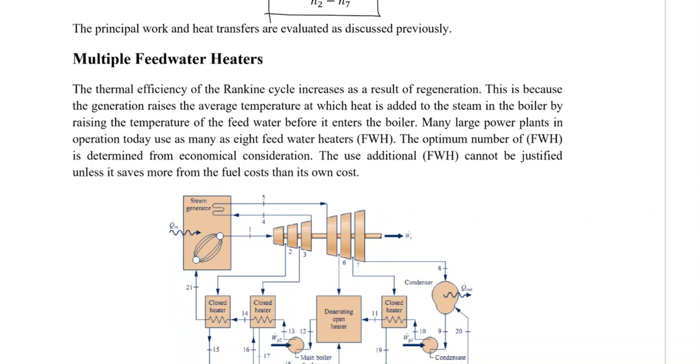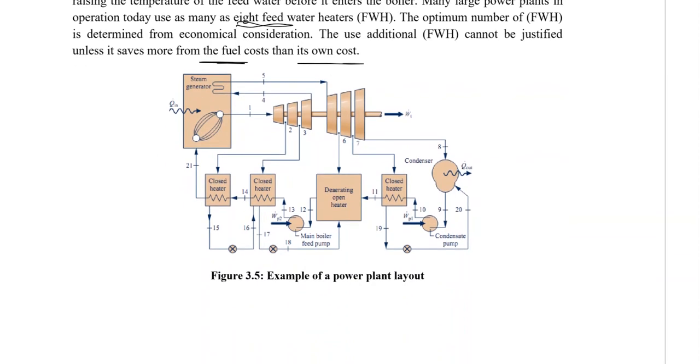In many large power plants, there are as many as 8 feed water heaters installed. But as we have discussed earlier, the optimum number of feed water heaters is always determined from economic considerations. The use of an additional feed water heater cannot be justified unless it saves more in fuel cost than its own cost. If it is saving more in fuel and not compromising the work or its own cost, then it would be justified. So in a power plant, we can install as many as 8 feed water heaters, and it can be a combination of closed feed water heaters and open feed water heaters.